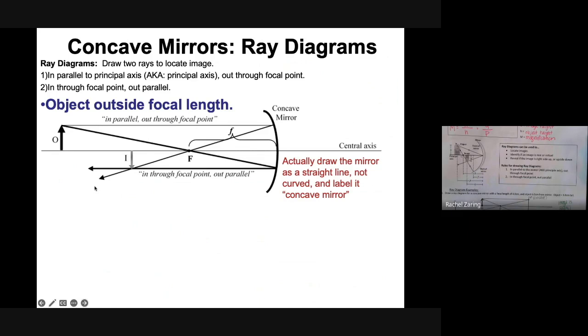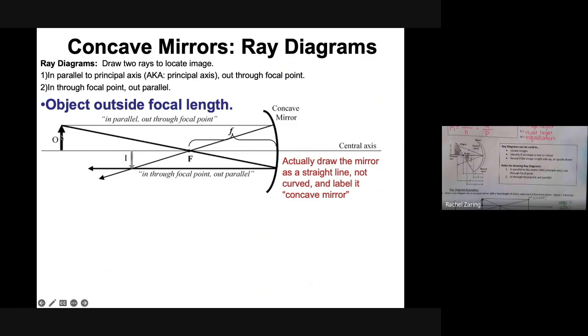The second rule for a second ray that you would draw would be in from the object, again, always starting from the object, in through the focal point, bouncing off the mirror, out parallel. Again, in through the focal point, out parallel. Where the two lines intersect is where your image will be. You will then draw this as an arrow.